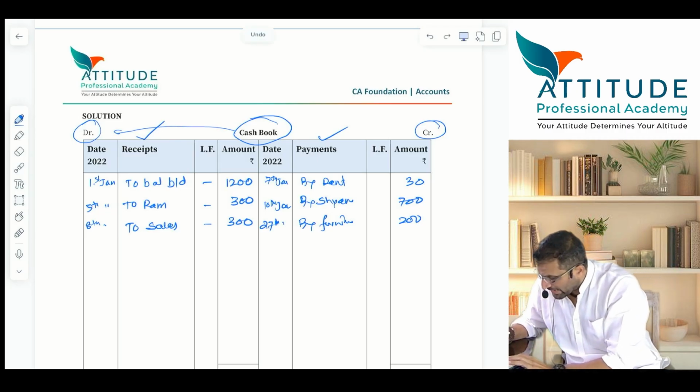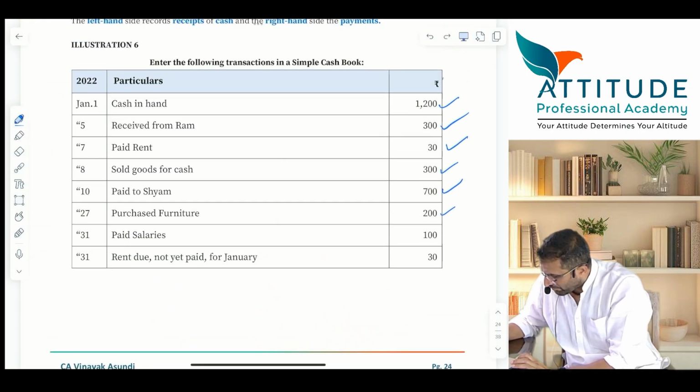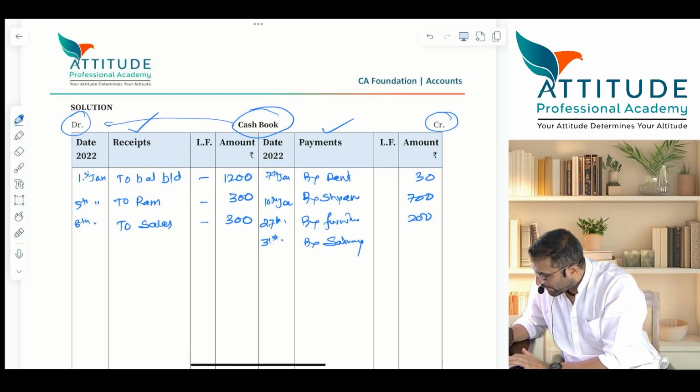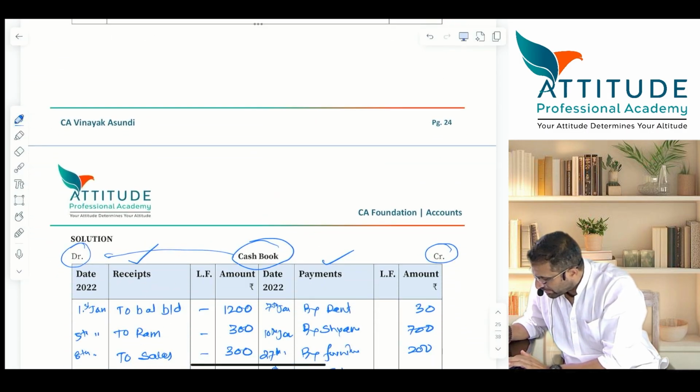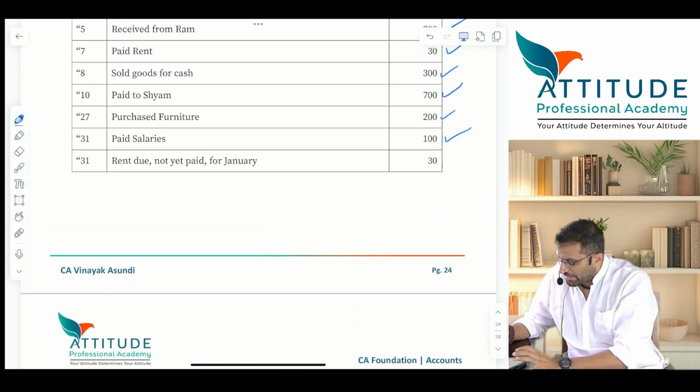All of you able to understand, guys? Next. Okay. Paid salaries. Tell me. 31st. By amount. By salary. Kitna amount hai? 100. 100. Is that clear? Now tell me the next one.